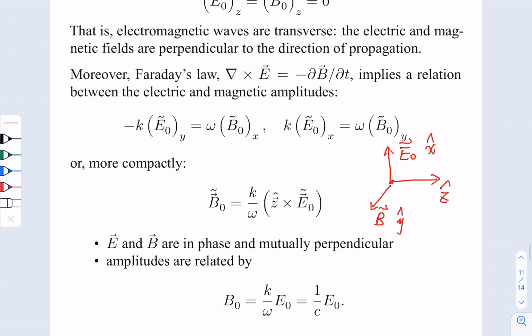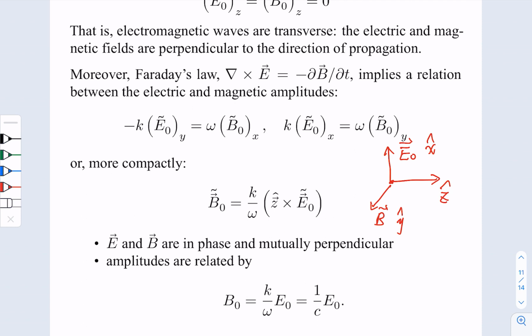Not only does this determine the direction of the B field, it also determines the amplitude of the B field. Say x, y, z are all perpendicular to each other, then the amplitude of B must be equal to k divided by omega times the amplitude of E.